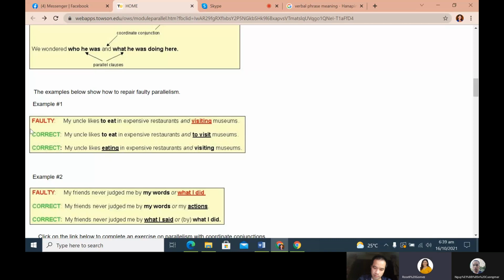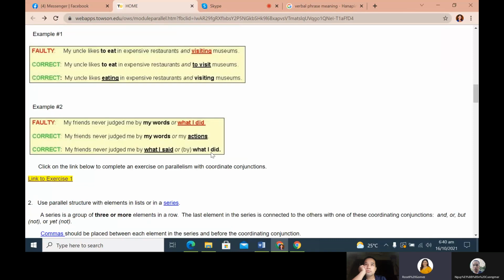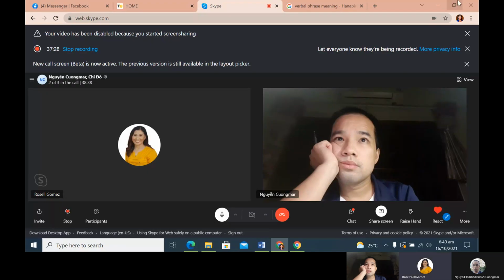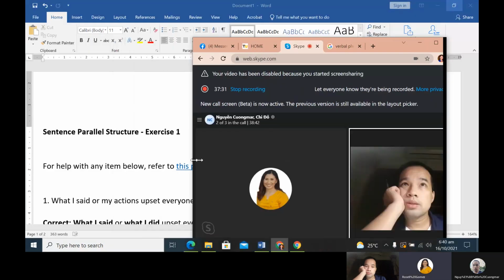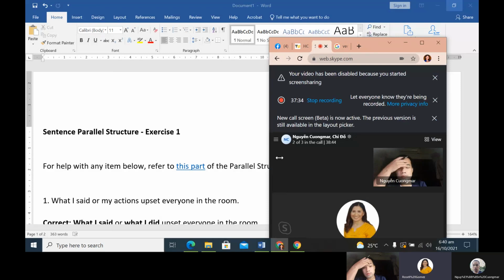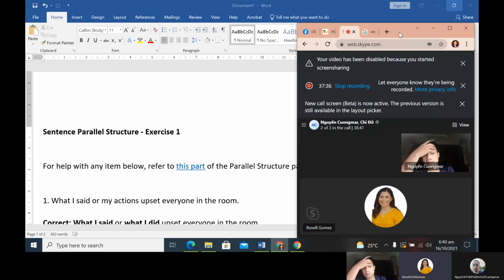But look at this one. There are two ways for you to make the correct sentence, the above one. Just choose, just decide. Make sure to decide to use similar construction: to eat and to visit, or eating and visiting. Are we clear now? Do you understand now? Yeah, I think so. Okay, so that one. Please consider also the structure.